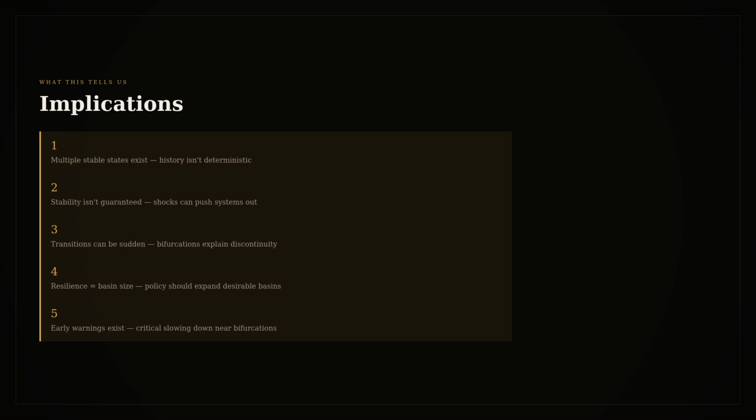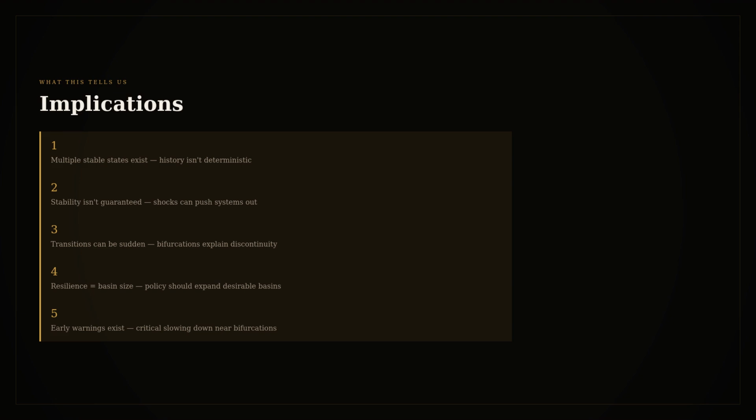What does equilibrium analysis tell us about real political economies? First, multiple stable states exist. History isn't deterministic. Societies with similar fundamentals can end up in very different equilibria depending on initial conditions and historical accidents. Second, stability isn't guaranteed. An equilibrium existing doesn't mean it will persist. External shocks, parameter drift, or simple bad luck can push systems out of stable basins.